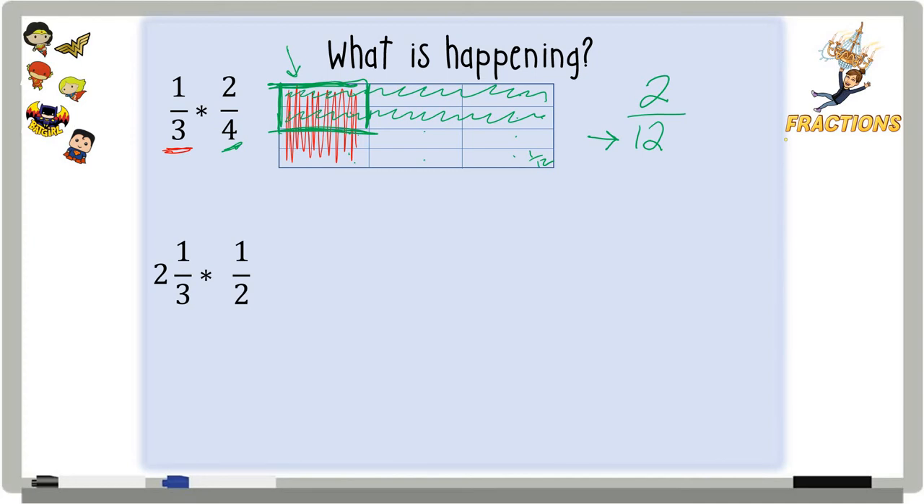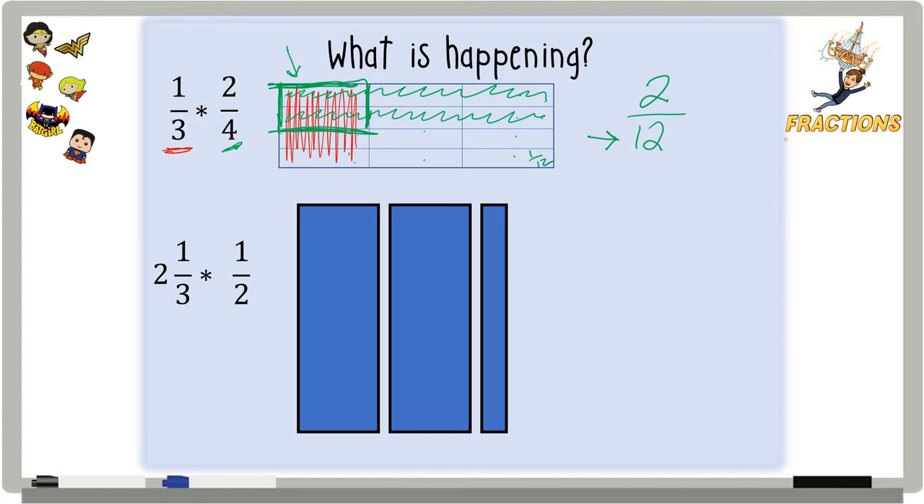All right, 2 1/3 times 1/2. This one's going to look a little bit more complicated. So I have 2 1/3, so I have 2 whole groups and then 1/3 of a group. What I need to remember, and sometimes we tend to forget, is that these 2 whole groups are made up of, so these are 2 groups of 3. Write that down. So 2 groups of 3.